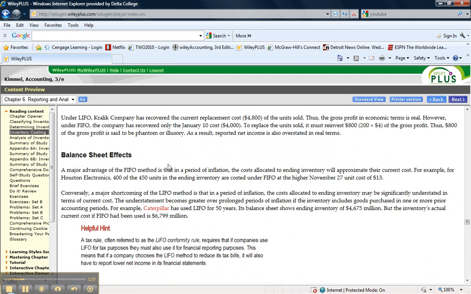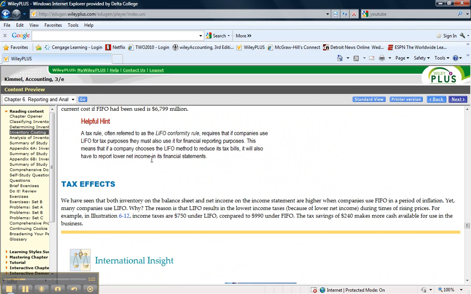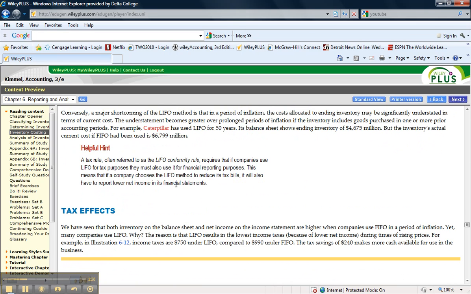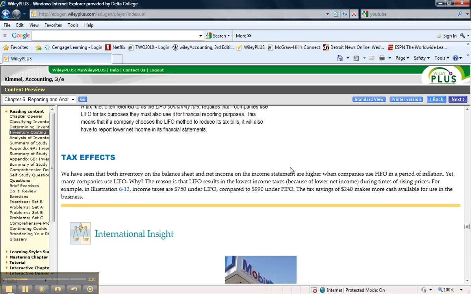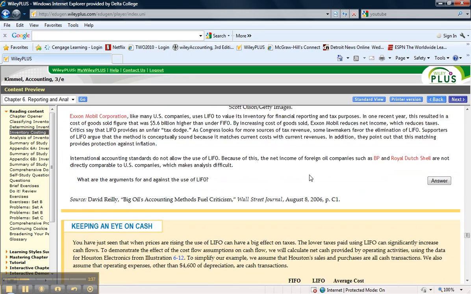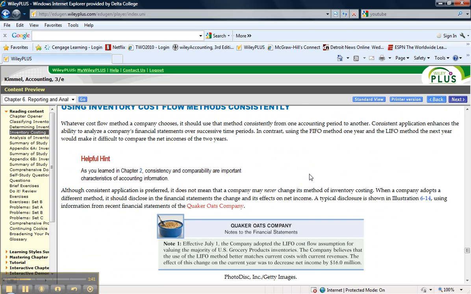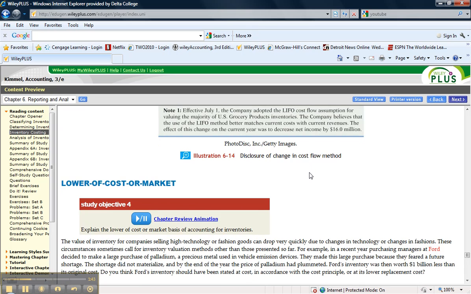From a balance sheet perspective, which method is going to give you the highest inventory, which method is going to give you the lowest inventory. Those things are relevant to consider too sometimes. So you can read about that. Tax effects: which method is best for income taxes, which causes the lowest taxes. So you can read about that. You have to be consistent unless you apply for a change in method.